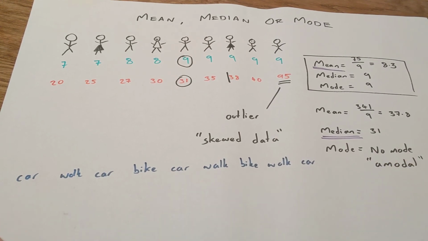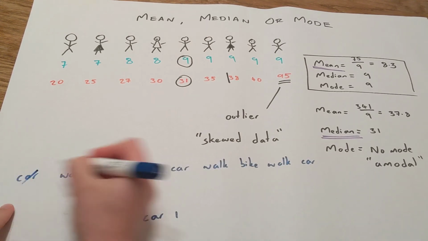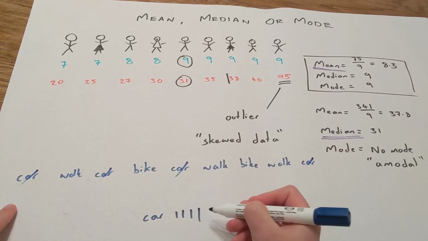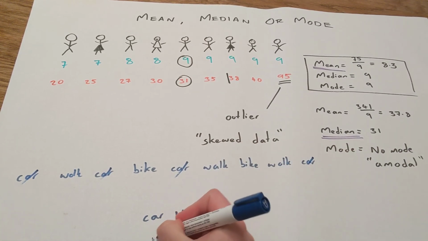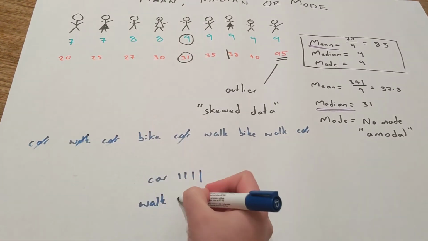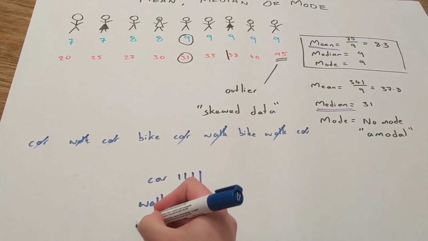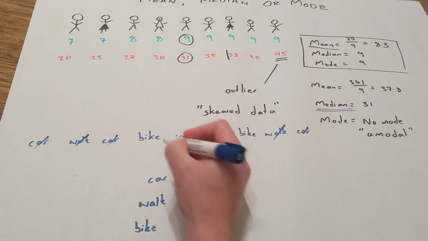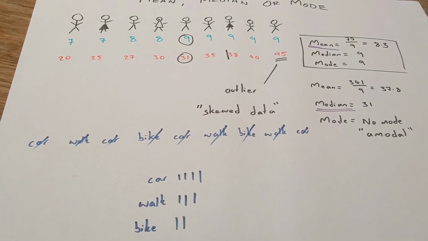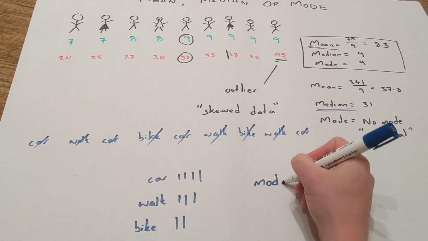So let's see. If we're looking at how many people said car, we've got 1, we've got 2, we've got 3, we've got 4. How many people said they walk? Oh, sorry, I'll move that up. We've got 1, we've got 2, we've got 3. And how many people said they took the bike? We've got 1, we've got 2. So the most common mode of transport here is the car. So the mode here is car.